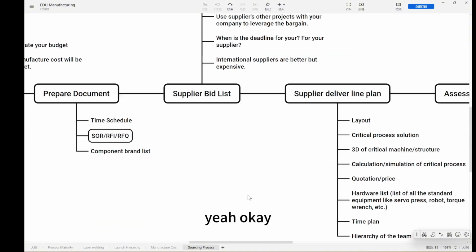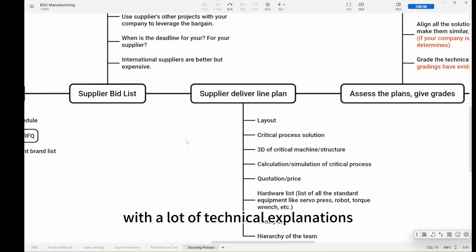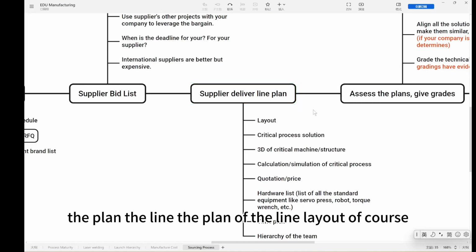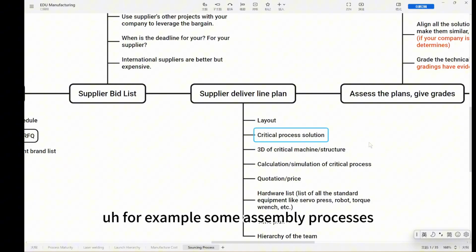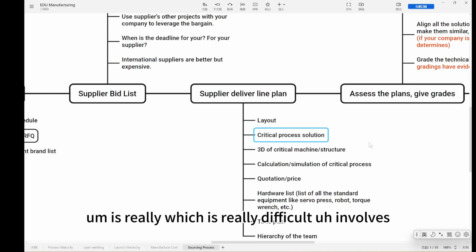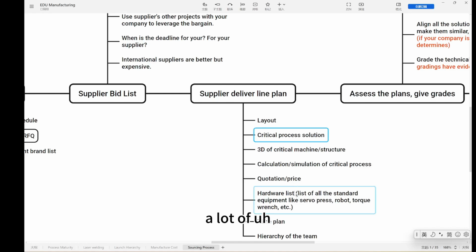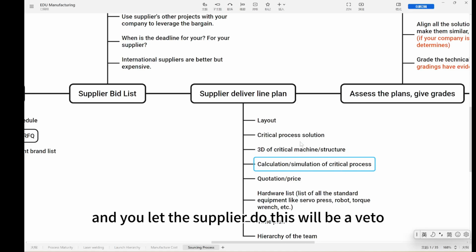Then the supplier will receive your RSOR and they will give you a quotation with a lot of technical explanations. They will deliver the plan of the line, the layout, of course. Then the critical process solution. You identify some critical processes, for example, some assembly processes which are really difficult and involve a lot of calculation and simulation, and you let the supplier do it.